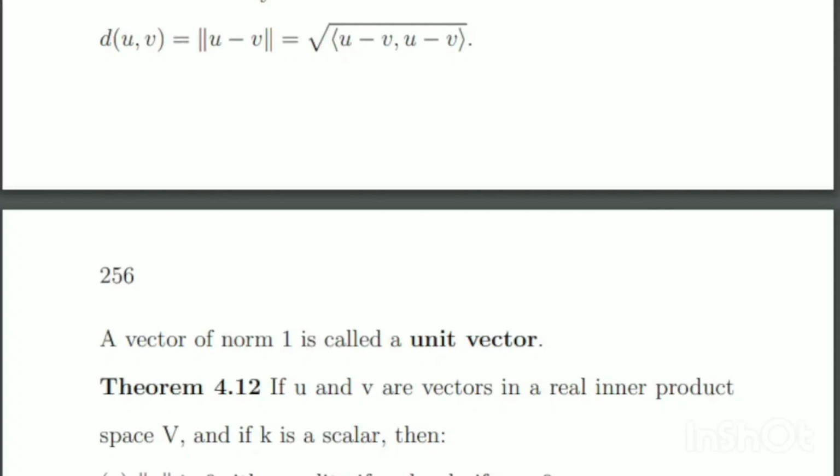The distance between two vectors is denoted by d(u, v), and it is defined as d(u, v) equal to the norm of u minus v, which is equal to the square root of inner product of (u minus v) comma (u minus v). When two vectors u and v are given, for finding the distance, d(u, v) is the square root of inner product u minus v comma u minus v. A vector of norm 1 is called a unit vector.